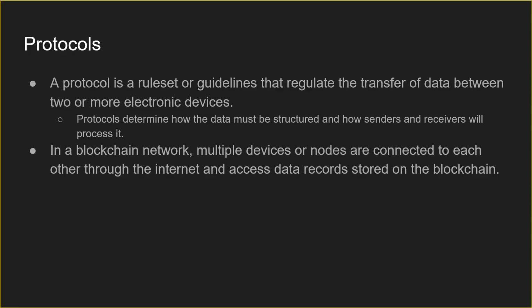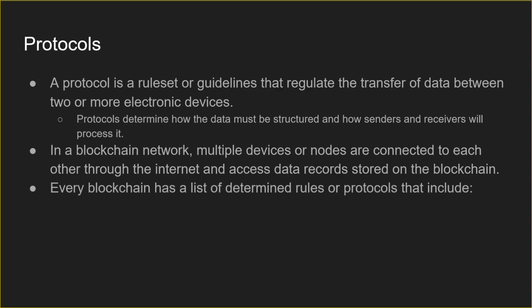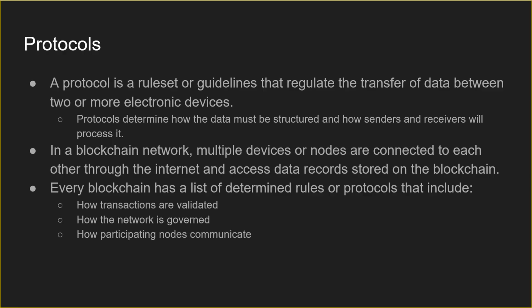Now, in a blockchain network, multiple devices or nodes are connected to each other through the internet and access data records stored on the blockchain. Every blockchain has a list of determined rules or protocols that include how transactions are validated, how the network is governed, how participating nodes communicate, and more rule sets.